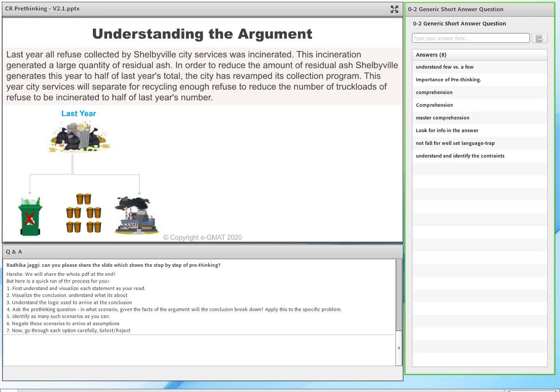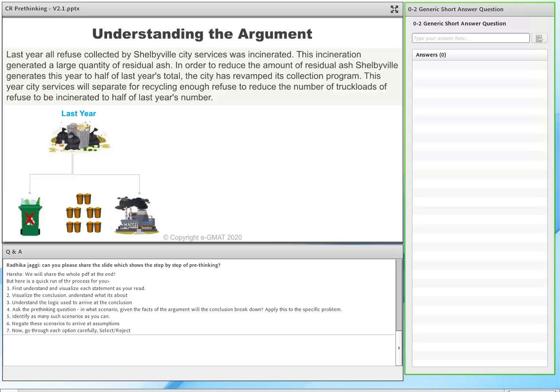Okay, so what's going on here? Let's look at this. Last year, and this one's about reducing the amount of residual ash when you burn something. Last year, we did not recycle anything, right? Nothing was recycled. We burned everything. Everything was incinerated. So, let's assume that one trash can is one truck.